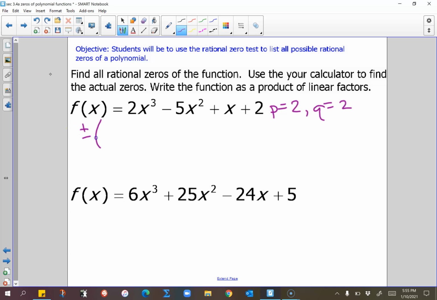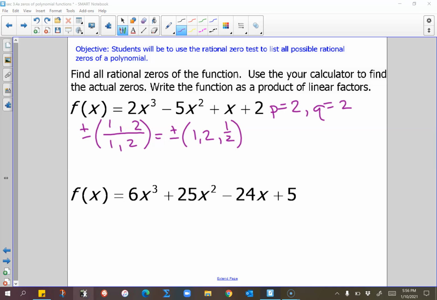I'm going to do plus or minus. Factors of P would be 1 and 2. Factors of Q are also 1 and 2. So, all my possible combinations there. Don't forget your plus or minus. I would have 1 and 2 over the number 1. Then I have 1 and 2 over the number 2. 1 over 2 is 1/2, but 2 over 2 is 1, so I don't need it.